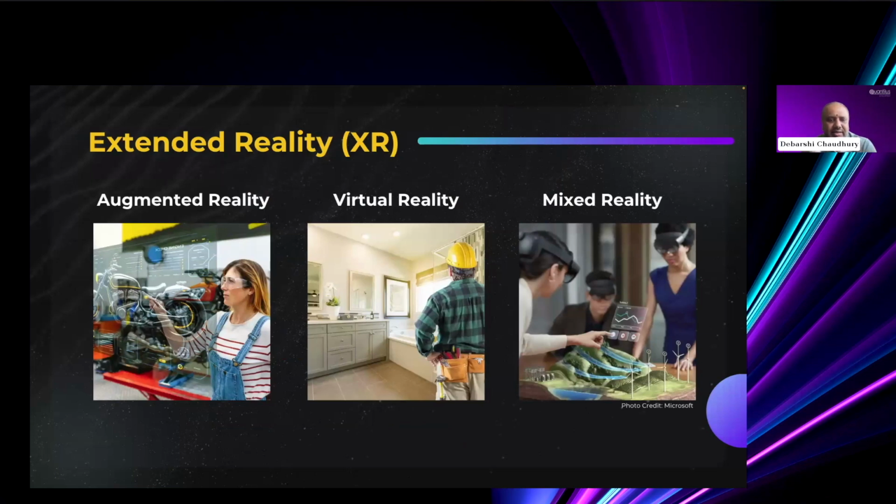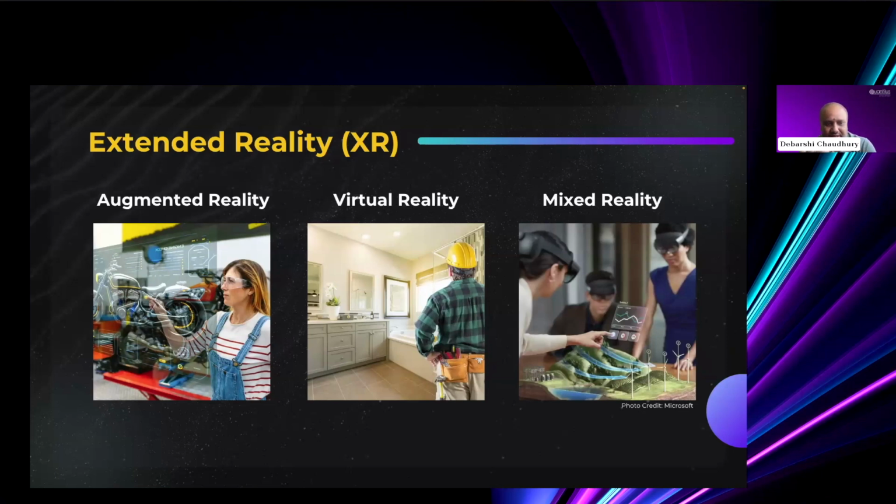So extended reality, or XR for short, is a really broad term that encompasses various immersive technologies. It primarily includes augmented reality, virtual reality, and mixed reality. Virtual reality replaces reality entirely. Augmented reality enhances it with overlays, and mixed reality blends virtual and physical elements seamlessly.